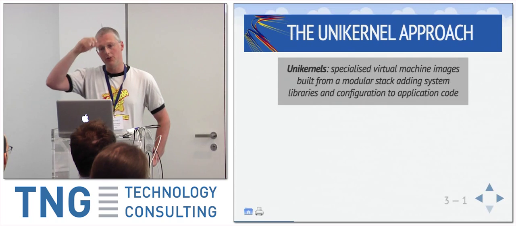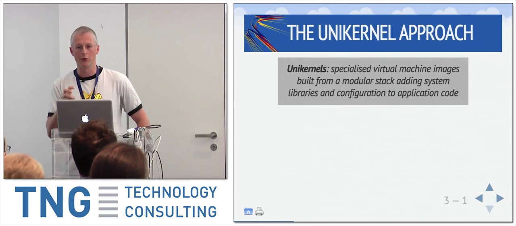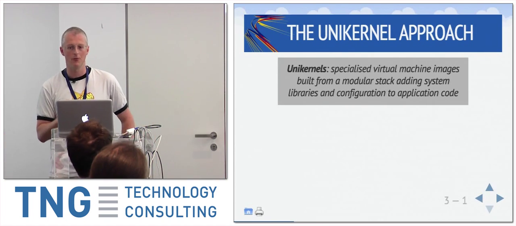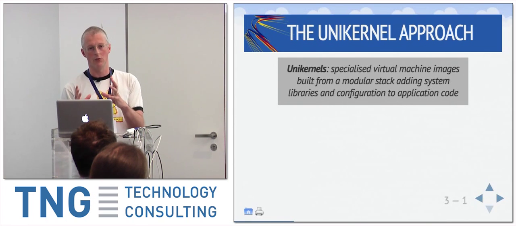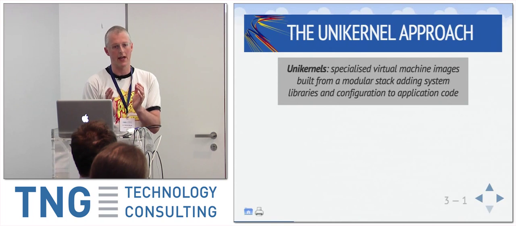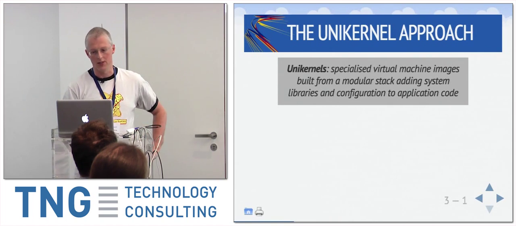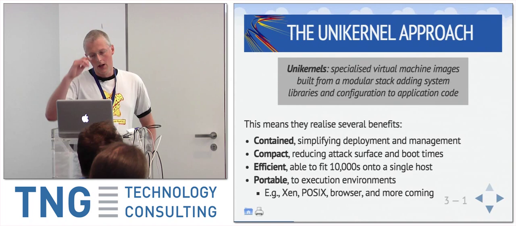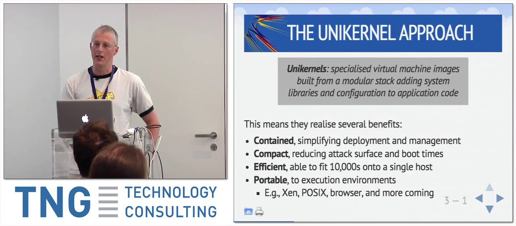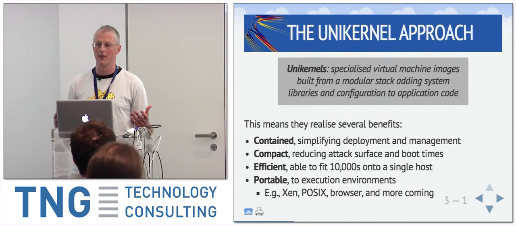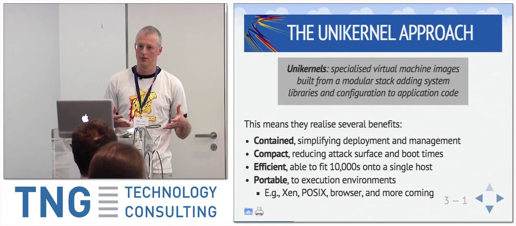So what's a unikernel? A unikernel is a specialized virtual machine image that's built from a modular stack that adds system libraries and configuration to application code. So it's the entire software stack that you're running upon, to the largest extent that we can, all bundled into a single application, a single binary image. This gives several benefits. So they're self-contained. So this simplifies deployment and management. You don't have separate configuration files. Everything is compiled into the image.